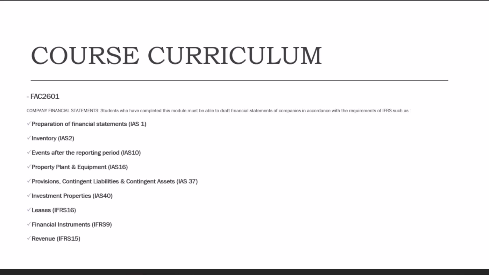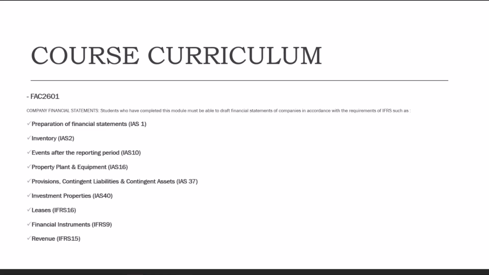Then we have leases. It's IFRS 16. So now it's no longer IAS, but it's what? It's IFRS. Why? Because it's a recent standard. It came just recently. I think it was in 2018 that this was released. It's very recent. That is why it's called International Financial Reporting Standards. So the old ones are IAS, and the latest ones are IFRS, International Financial Reporting Standard 16.